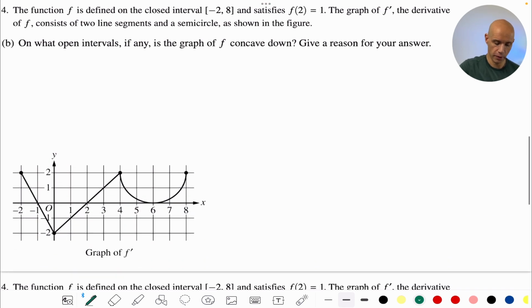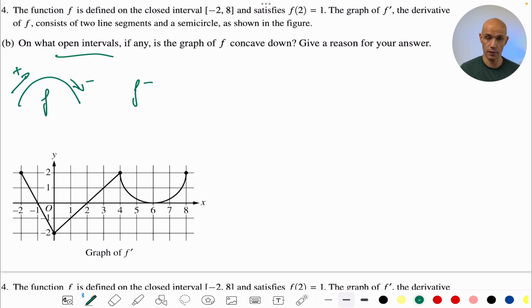And on what open intervals is the graph concave down? So concave down, remember, is like that. It basically means that the derivative, the slope, here the slope is positive and here the slope is negative. You could also find where the slope is positive and then negative, but it's easy to say that it's just decreasing, right? It's going from a higher value to a lower value.